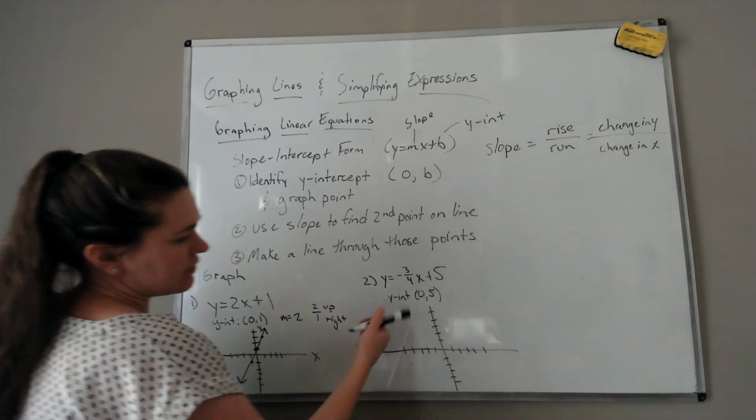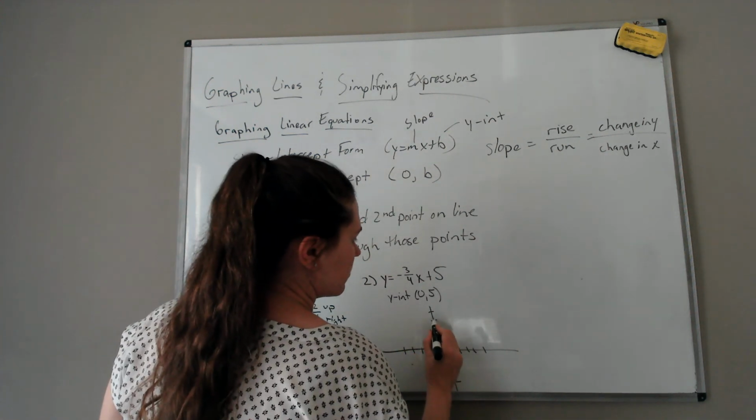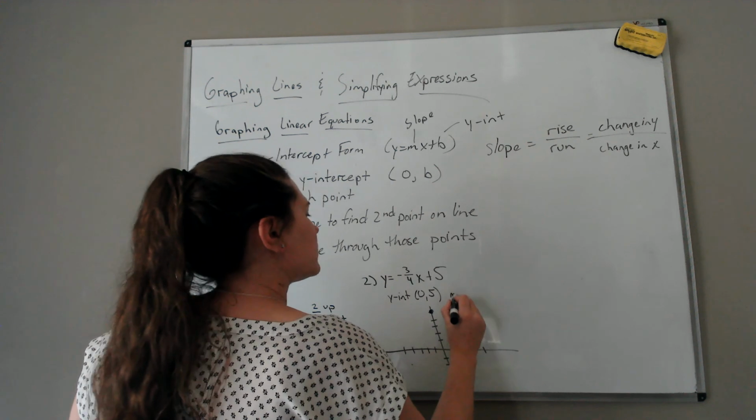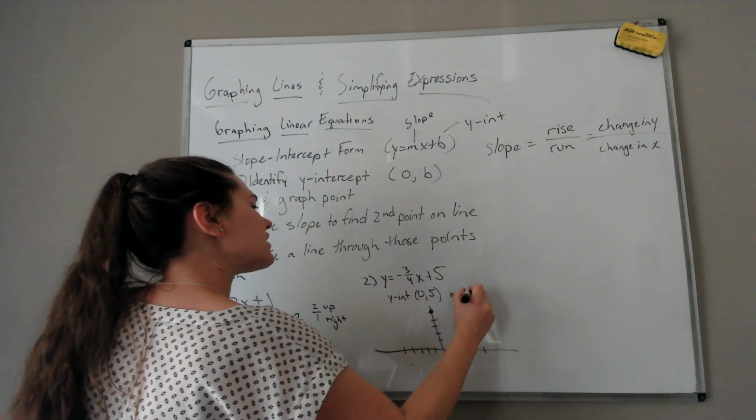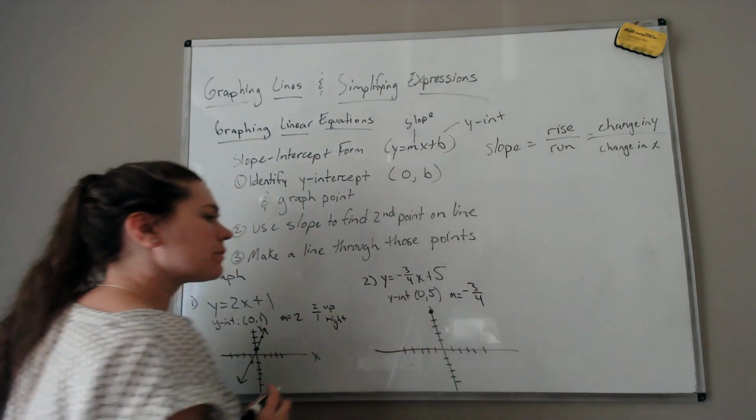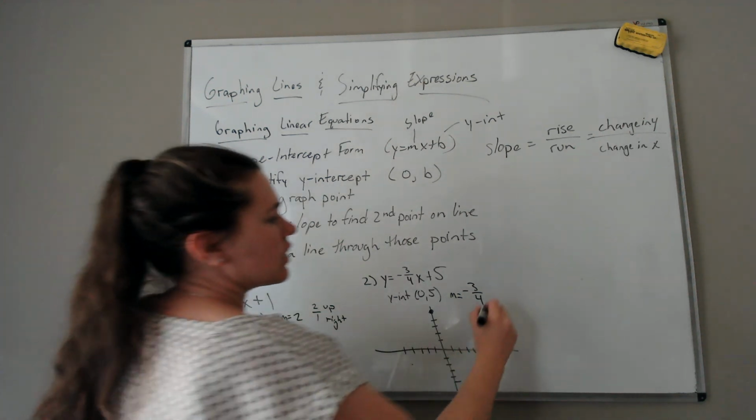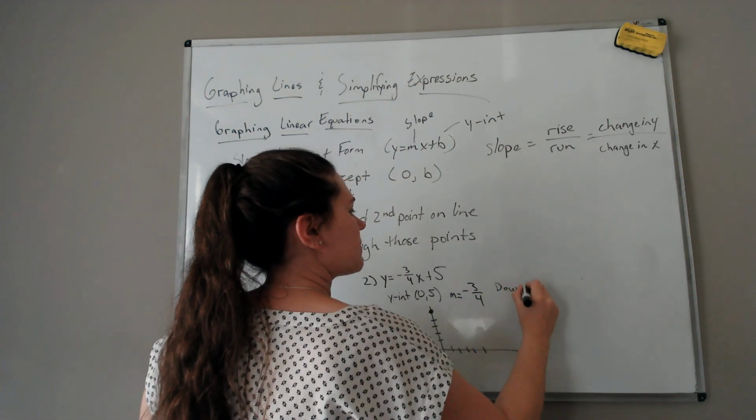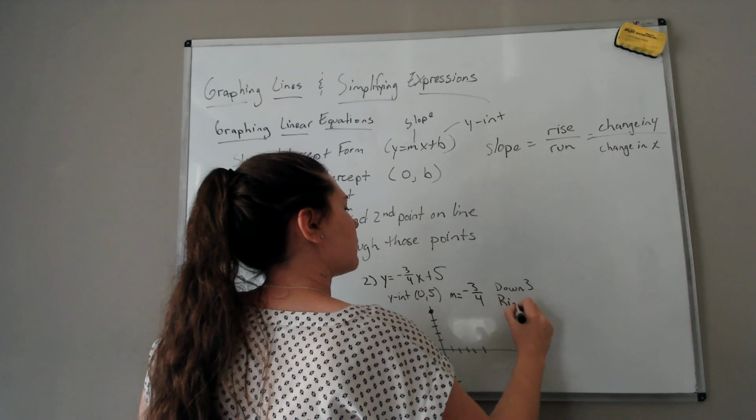Okay, so we can plot that. The y-intercept of 5: 1, 2, 3, 4, 5. And now what's the slope? The slope of this line is negative 3/4. So what that means is we're going to go down 3, and then we're going to go right 4.